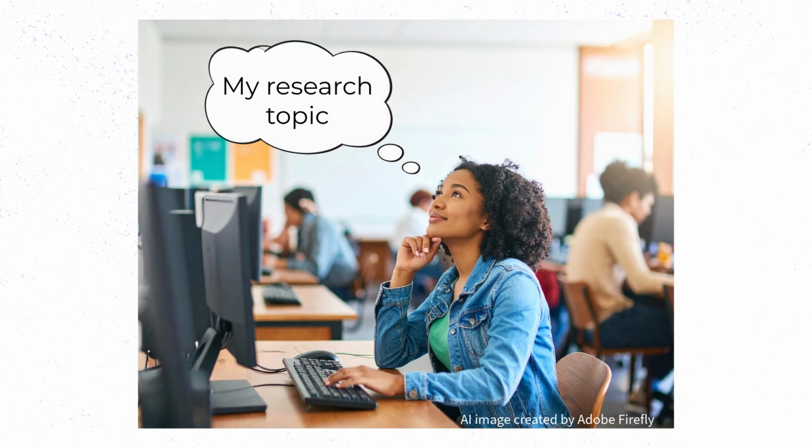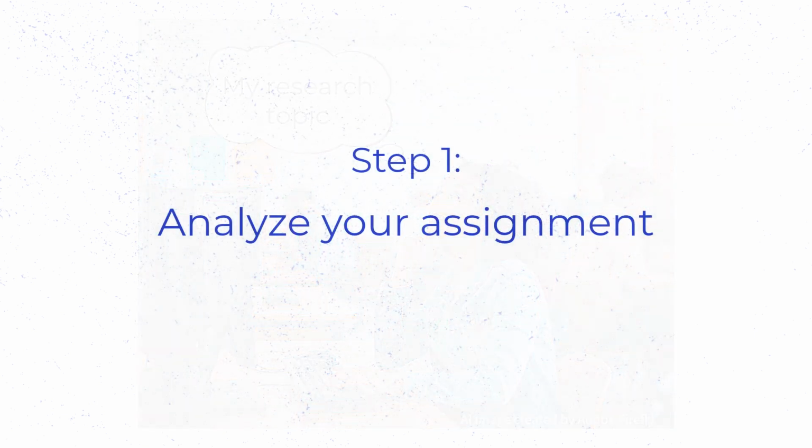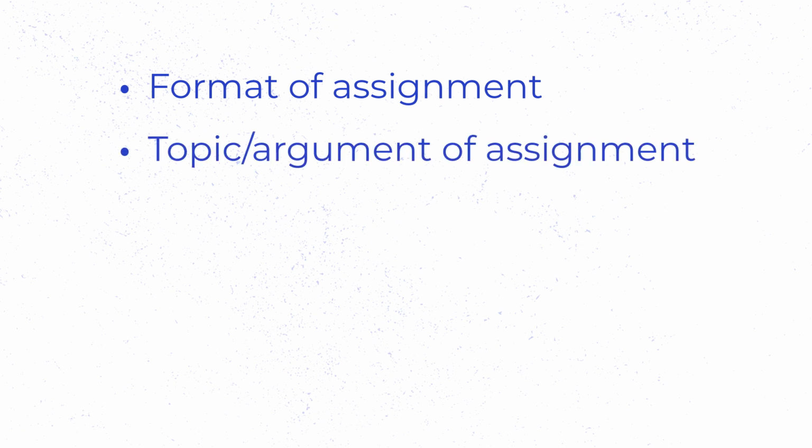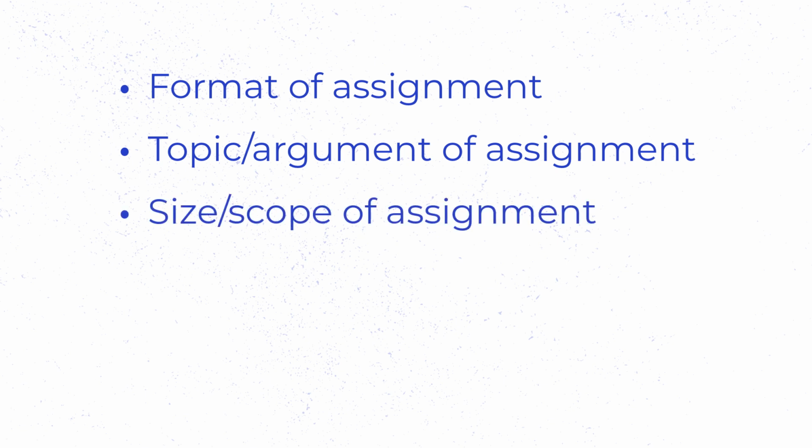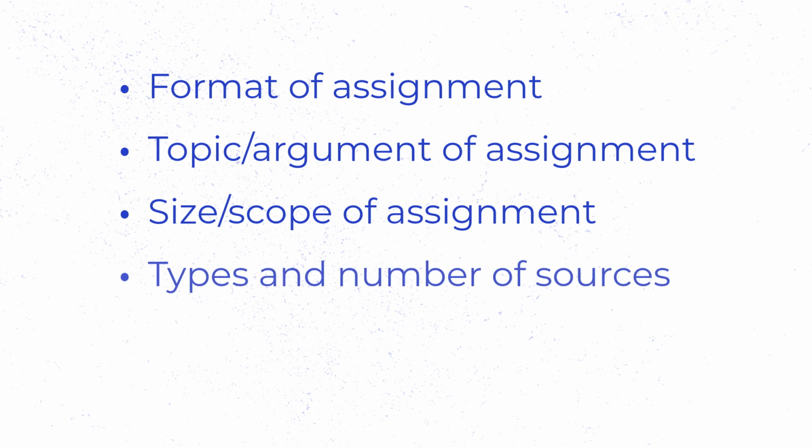This isn't always as easy as it sounds, though, so this microcourse will walk you through the steps necessary to settle on the right scope and subject for your paper. Start out by taking a good look at your assignment and noting some important factors. What's the format of the assignment? Is it a paper, a presentation, a video? Is there a specific subject or topic you need to cover, or argument you have to make? What's the size and scope of the assignment, in number of pages, minutes of a presentation, video length, or so on? And what types of sources do you need, and how many?